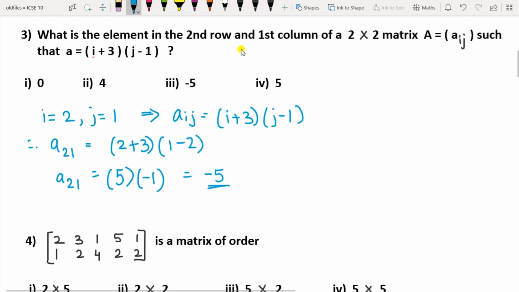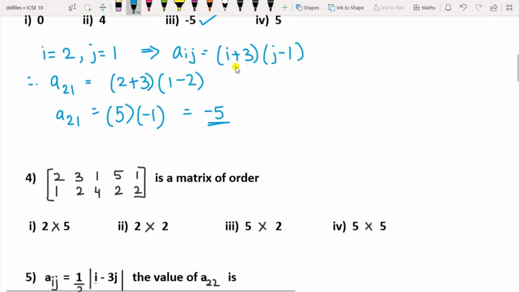What is the element in the second row and the first column of a 2 by 2 matrix where Aij is given as 3i minus j, or as given? You have to find the value of A. Here i is 2, since it is given as row 2 and column 1. So i is 2 and j is 1. Substituting i as 2 and j as 1 in this equation, you get the answer as minus 5. So minus 5 is the correct option.